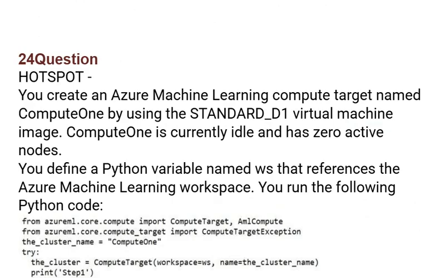Question is, you create an Azure Machine Learning compute target named Compute1 by using the Standard_D1 virtual machine image. Compute1 is currently idle and has 0 active nodes. You define a Python variable named ws that references the Azure Machine Learning workspace. You run the following Python code.